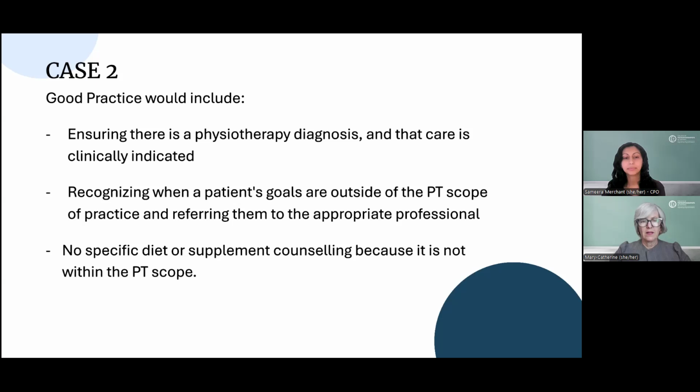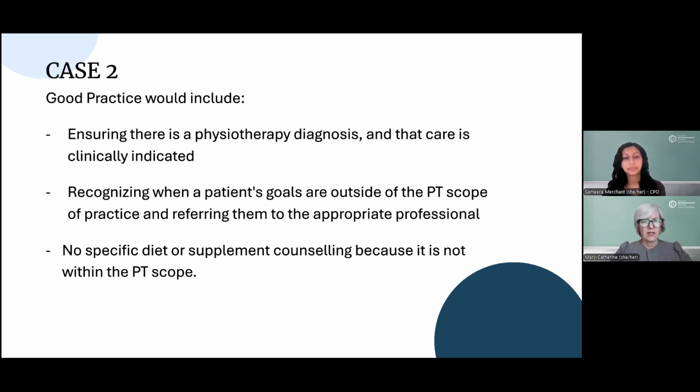The physiotherapist in this scenario correctly understands that specific diet counseling is not within their scope. Physiotherapists cannot provide personalized diet plans or detailed nutrition advice, such as creating individualized meal plans for patients or recommending specific nutrient amounts for individuals. Instead, physiotherapists should refer the patient to trained professionals, such as dietitians. However, physiotherapists can offer general advice based on trusted sources, like the Canada Food Guide.